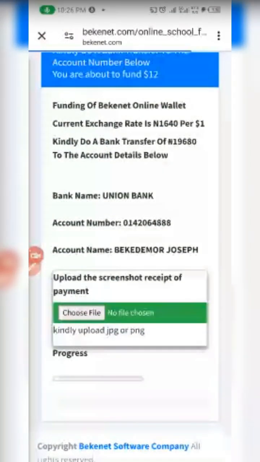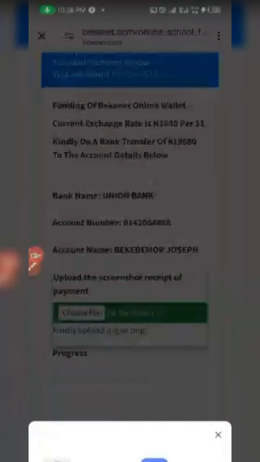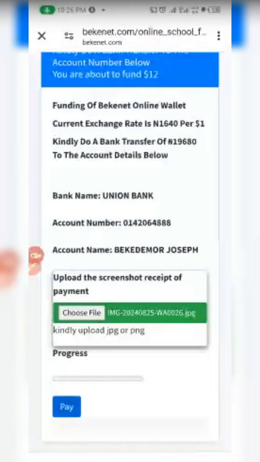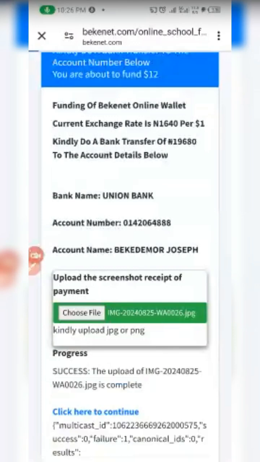You make payment. Upload your receipt, just click upload, select the screenshot. Let me just select any image here. I just put this, click pay. The system will register you as somebody who has made payment.